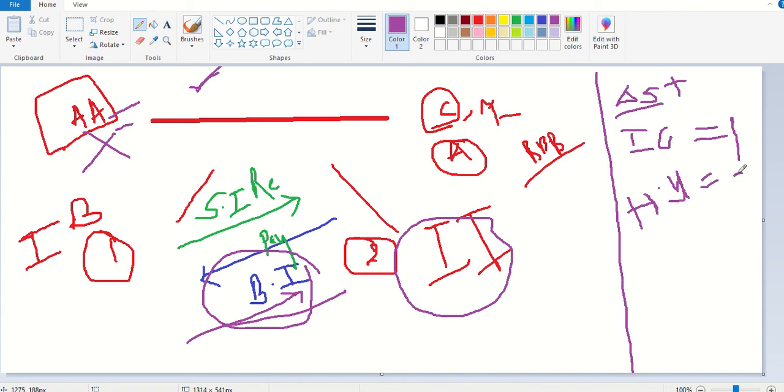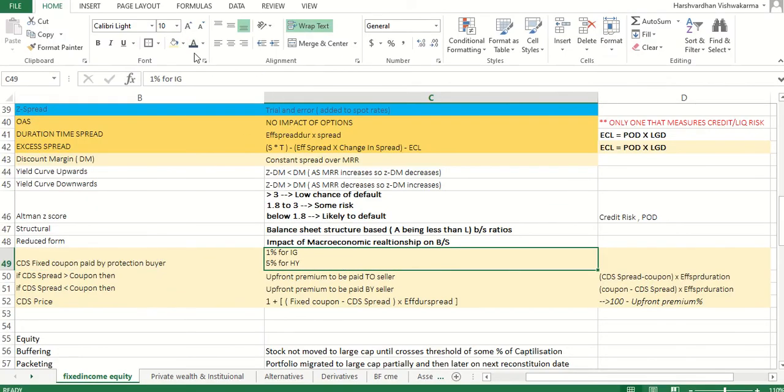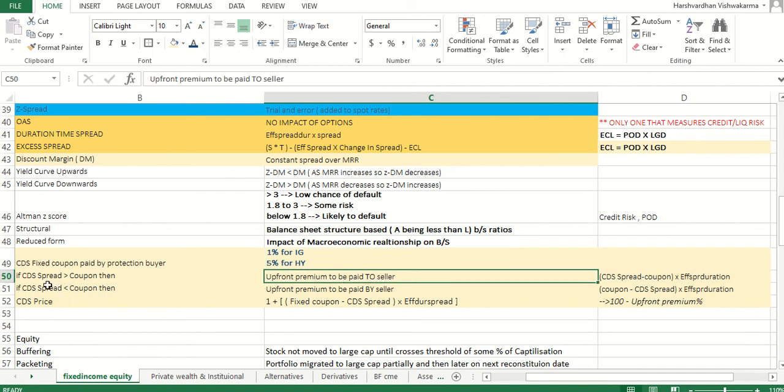If this is not given in the exam, but mostly it will be given because they don't want to test your memory as such, just keep in mind that if it's an investment grade bond, the coupon received will be 1%. And if it's a high yield bond, you'll be receiving a 5% coupon. Now, if the CDS spread is greater than the coupon, then the upfront premium is to be paid to the seller.